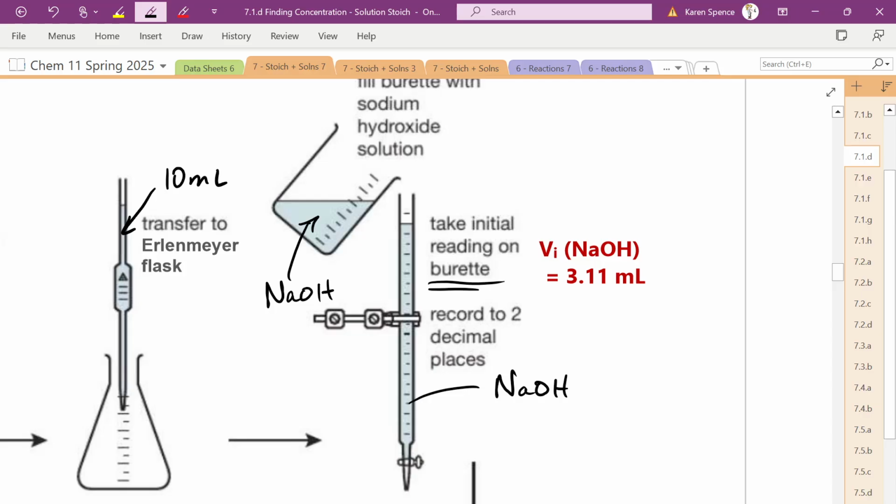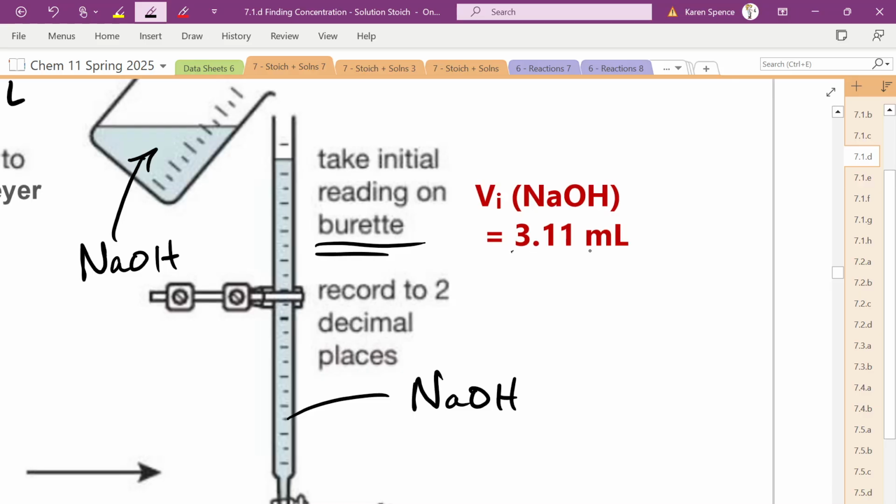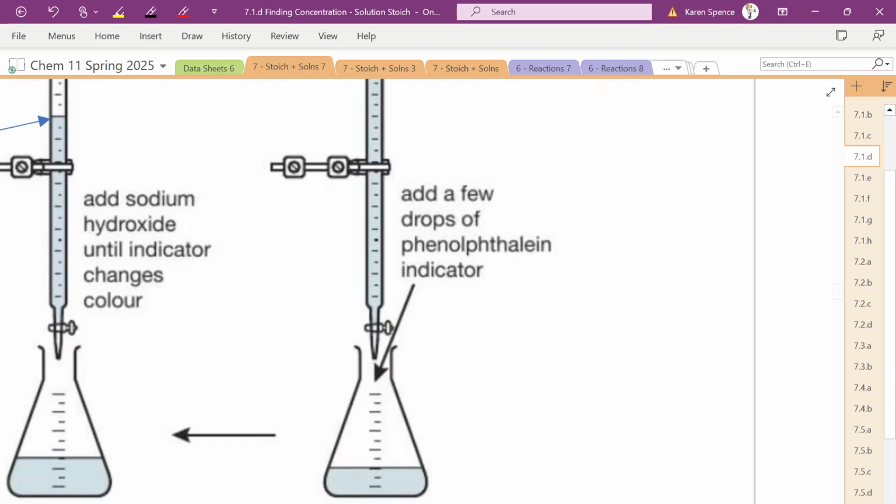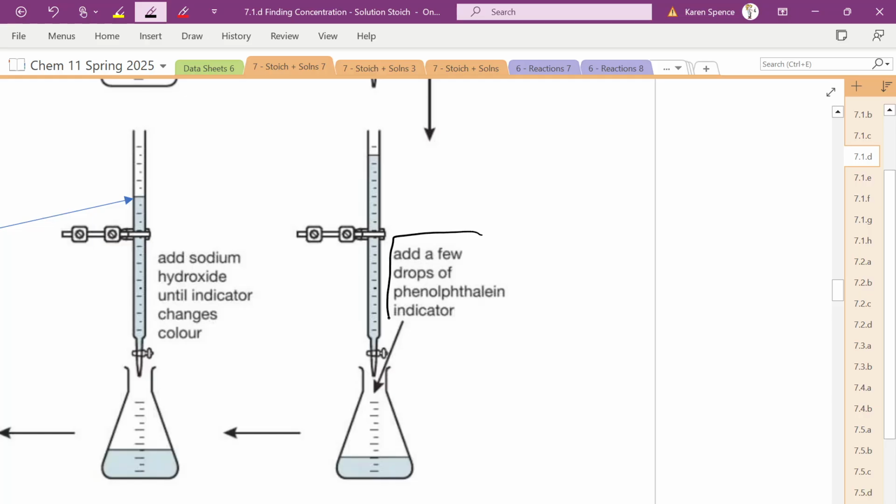and we measure our initial volume. Do you guys remember doing that? You measure your initial volume? Yeah. And it is 3.11 milliliters. Remember, burettes read which way, up or down? Burettes read down. Good. All right. And then we add a few drops of the phenolphthalein indicator. So down in here now we have 10 mils of HCl and we have phenolphthalein.